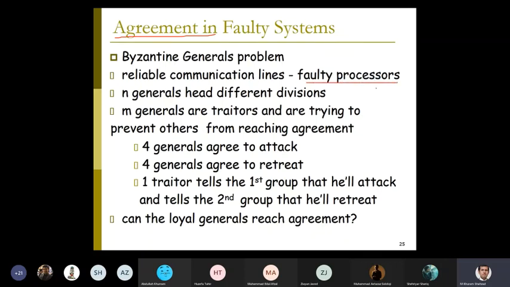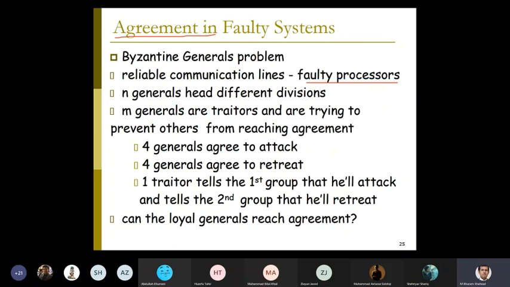Faulty processes, so this is also possible that the communication line is reliable but the process is faulty, in n generals. So this is scenario 2 in the case of the generals problem. N generals have different divisions. M generals are traitors and are trying to prevent others from reaching the agreement. Okay, so 4 generals.